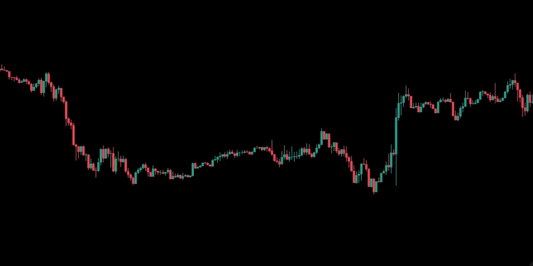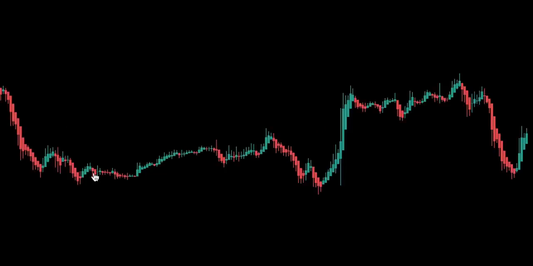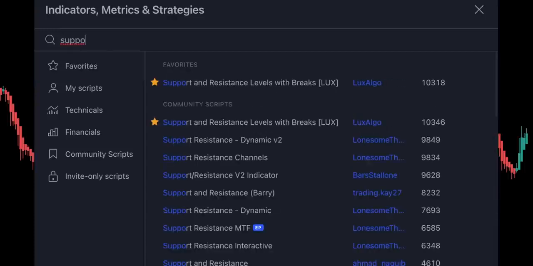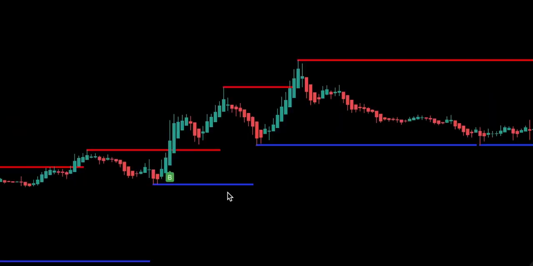Okay, now let's move on to strategy number 2. For the second strategy, you first need to switch the candlesticks from Japanese to Heikin Ashi. And you need to add an indicator called support and resistance. Support and resistance levels with breaks by Lux Algo. This is an amazing tool, and with its help we can identify the trend direction. In order to identify the uptrend, you need to wait for the price action to break above the recent level of resistance. Once we have that, we can draw the Fibonacci from the recent swing low to the recent swing high.